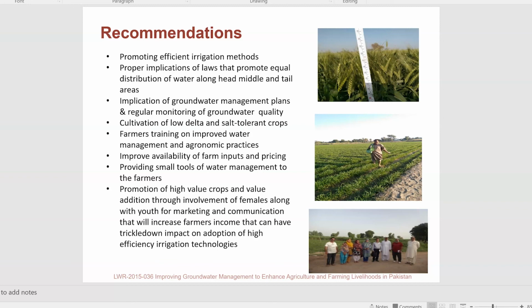Improve availability of farm inputs and pricing, provide small tools of groundwater management to the farmers, and promote high value crops and value addition through the involvement of females along with youth for marketing and communication. That will increase farmers' income, which can have a trickle-down impact on adoption of high efficiency irrigation technologies in the study sites.